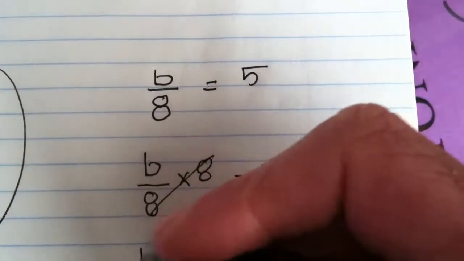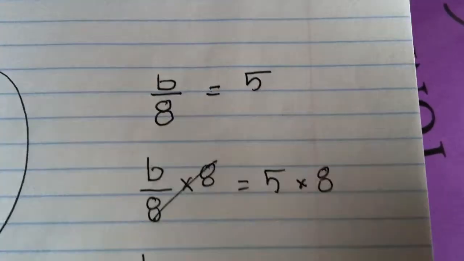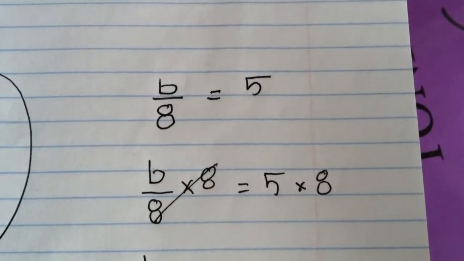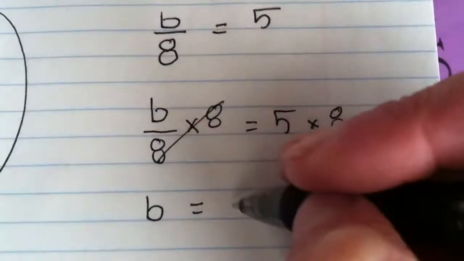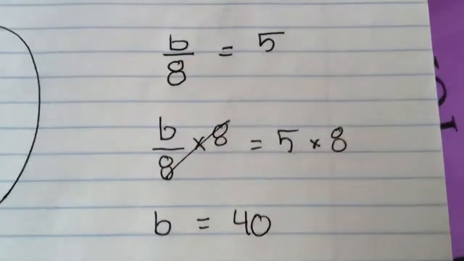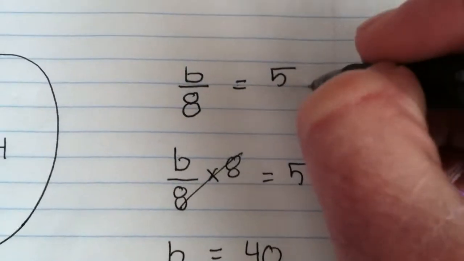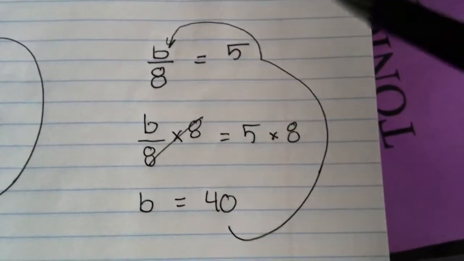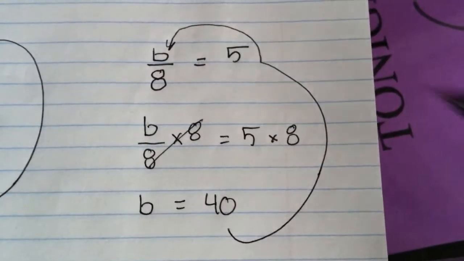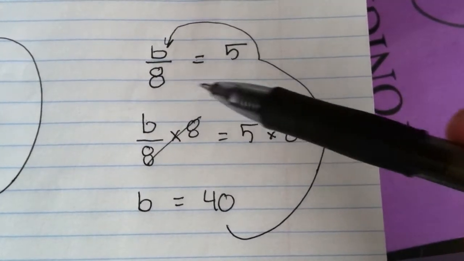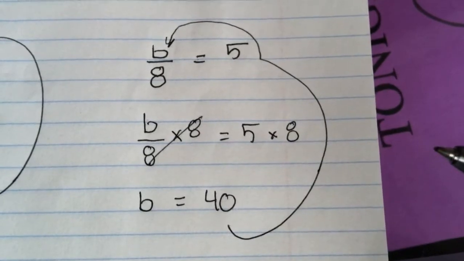Cancel out. Left with b. 5 times 8 is 40. Let's check our work. If we substitute 40 for b, 40 divided by 8 should give us 5, and it does.